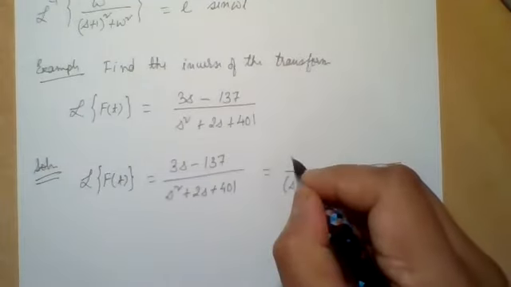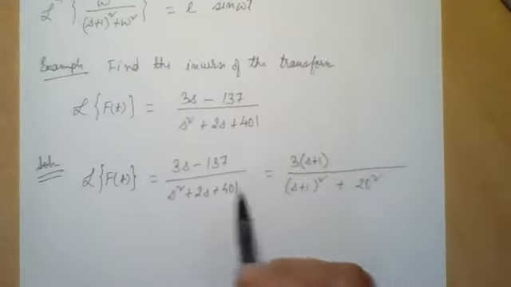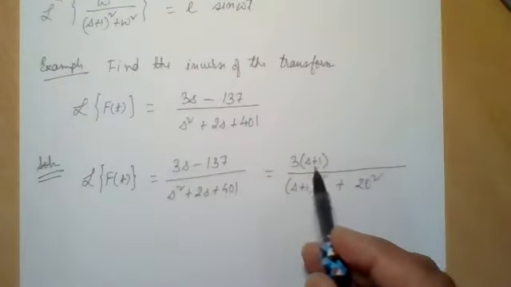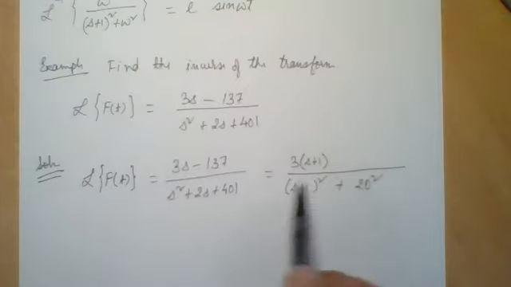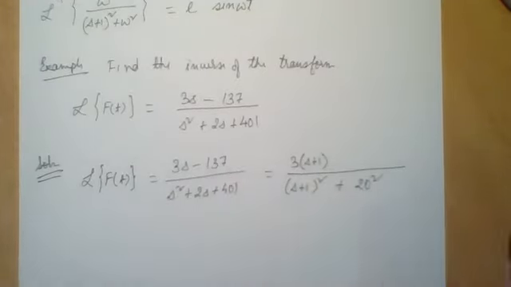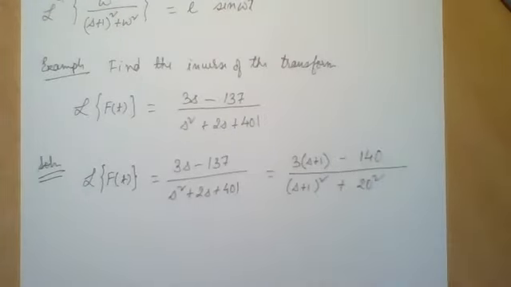Then this should be written as 3s plus 1. So this is 3s plus 3. Since we have added 3, we should also subtract 3. So minus 7 minus 3, there is minus 10.